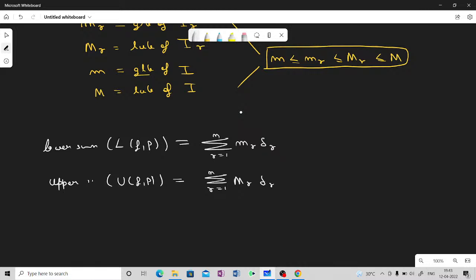One more thing, it is very much clear that the summation r = 1 to n of delta r is simply the sum of all the lengths of the subintervals, which will eventually give you the length of the complete interval, which is b minus a.